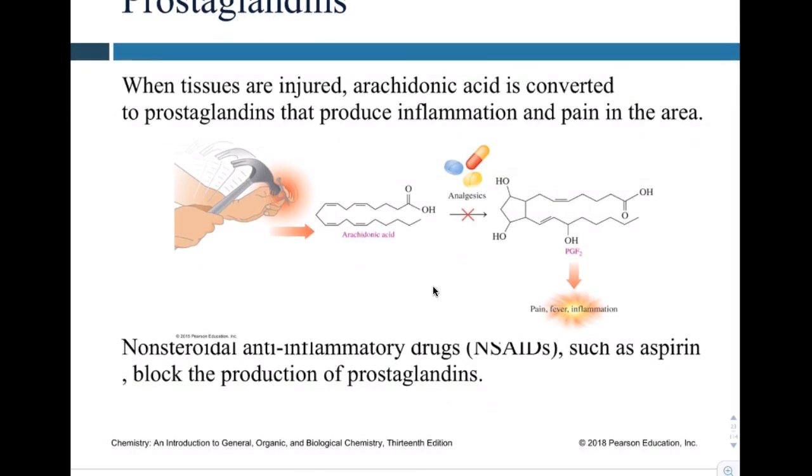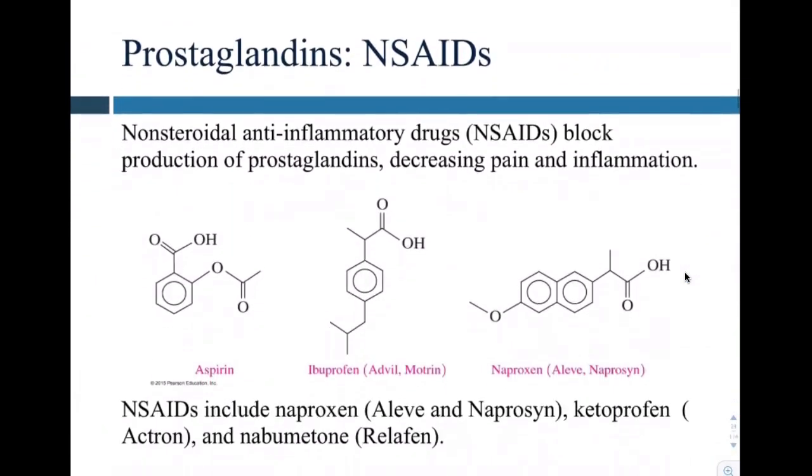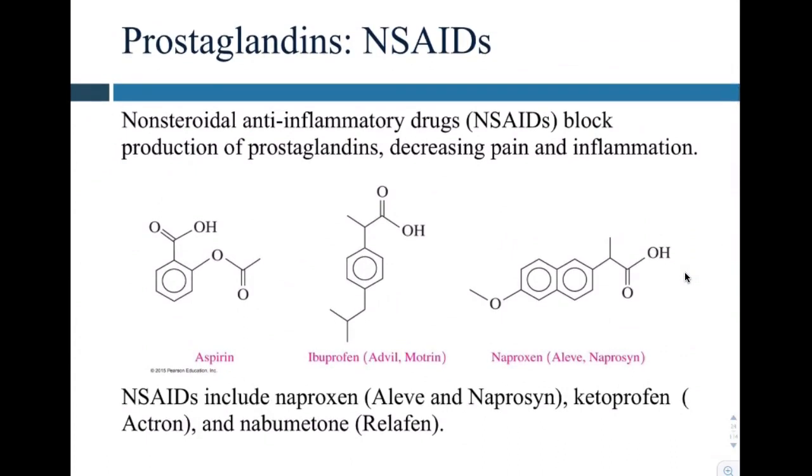They produce inflammation and pain, and so the analgesic that you take to help that stops the substance from being produced. Non-steroidal anti-inflammatory drugs actually block the production of these, and that decreases the pain and inflammation. And so why does your body produce these things? It's to help heal the area, right? But it's also painful. So if you can block those things from being made, then you're blocking the inflammation and the pain there.